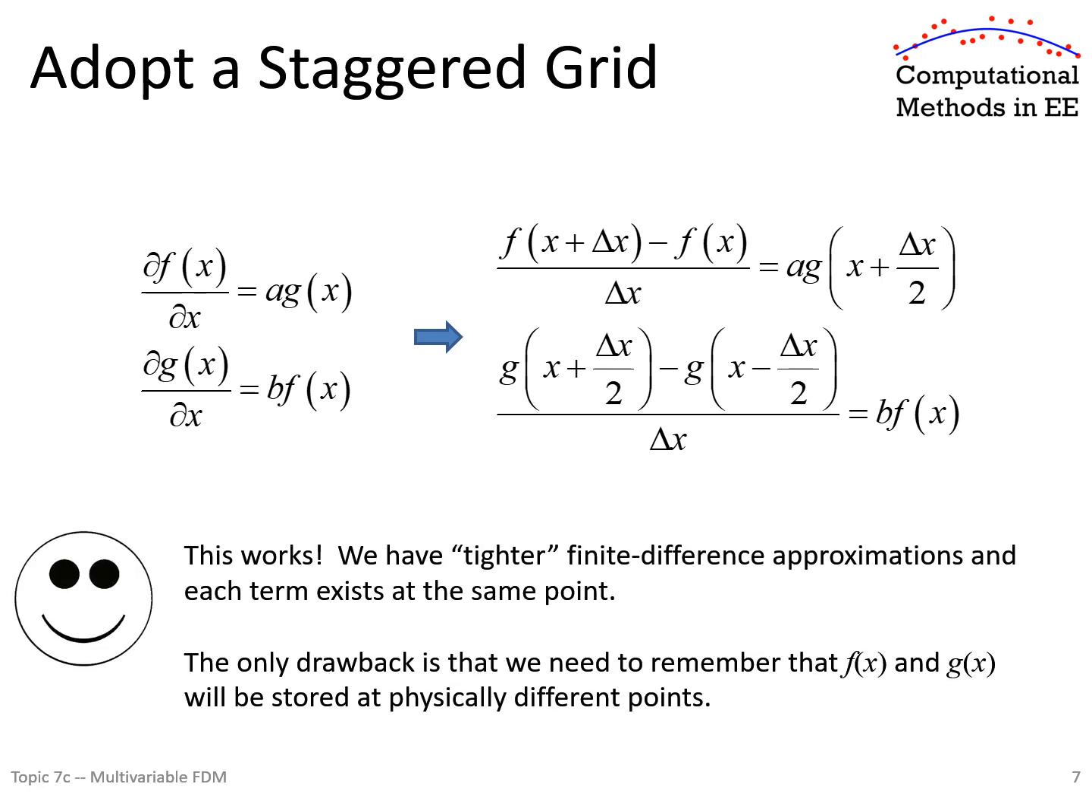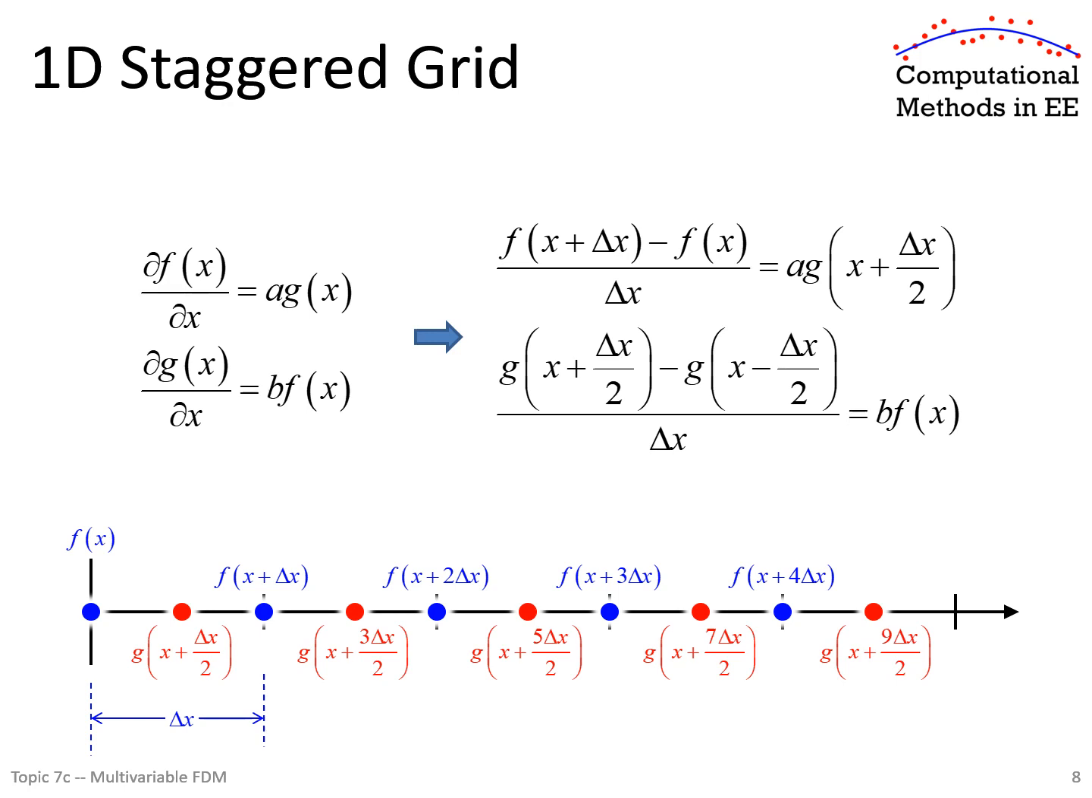However, what if we just defined f to exist at the integer multiples of delta x, and then g at the midpoint between those points? So we are staggering where f and g exist so that we can write our finite differences in a way that only spans one delta x. Let's see what this looks like. So on the bottom, I'm drawing our grid. And if we look from blue point to blue point, that is spanning one delta x. We would call this one unit cell on our grid. So we will place f at the integer multiples of delta x, and we place g at the midpoint.